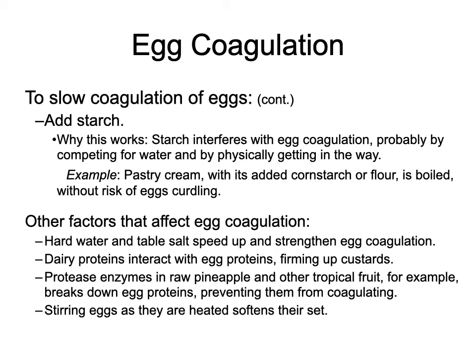And of course, constant stirring really helps make eggs set more slowly and more evenly. So we'll find with most custards where we have to cook them slowly, we will either whip them or stir them constantly to make sure that the egg proteins are coagulating slowly and evenly.